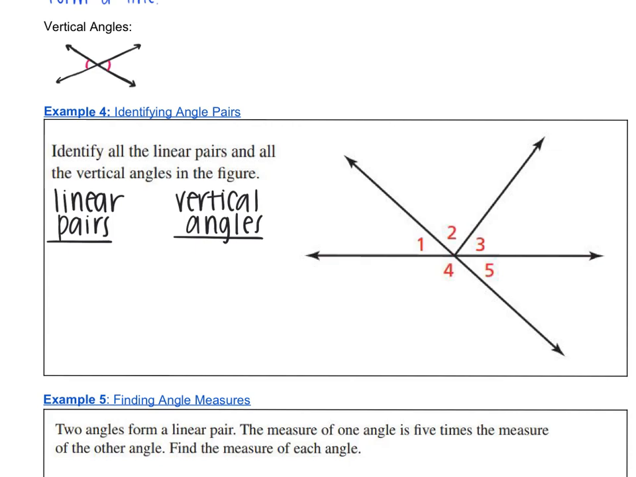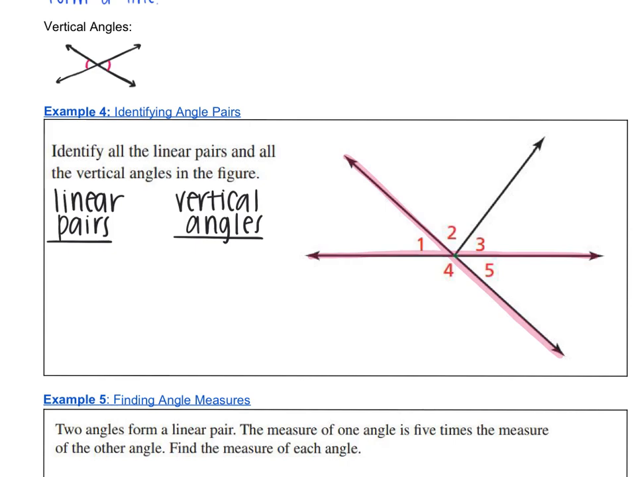Okay, let's take a look at the lines that we have here. That might help us. I have a line right here. I have a line right here, and that's it. Notice how this is not a line. Why is that not a line? Think about why that's not a line. It's not a line because it's a ray. So it can't form any linear pairs. So I'm not even going to worry about that. That means 2 and 3 are probably out because they can't form a linear pair. They're not on a line. They're on a ray.